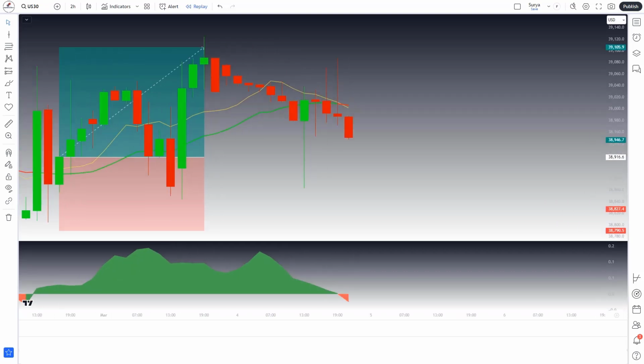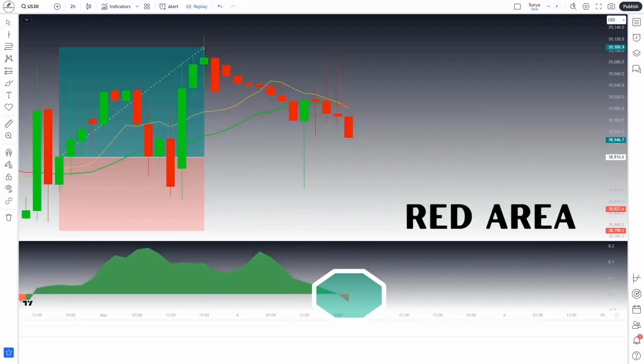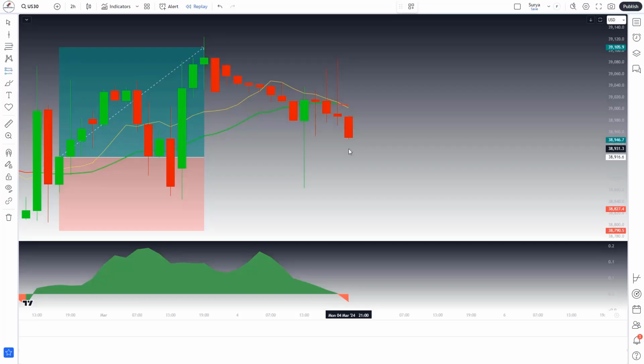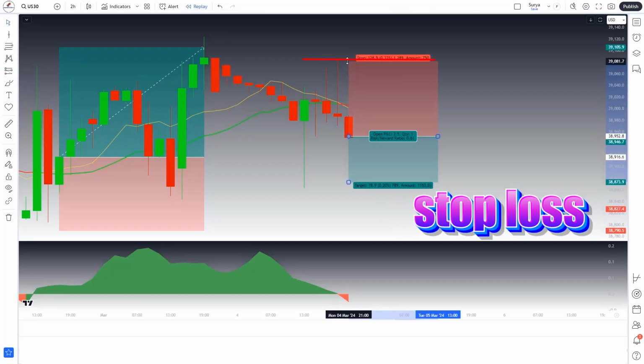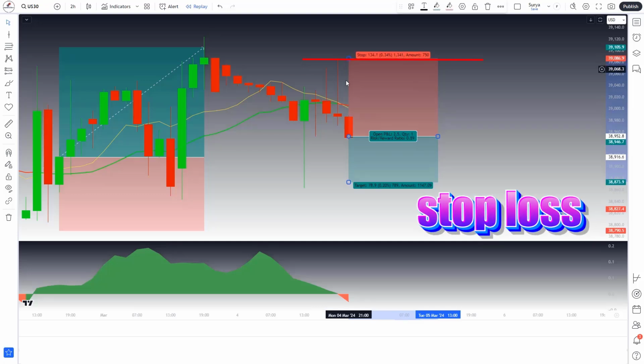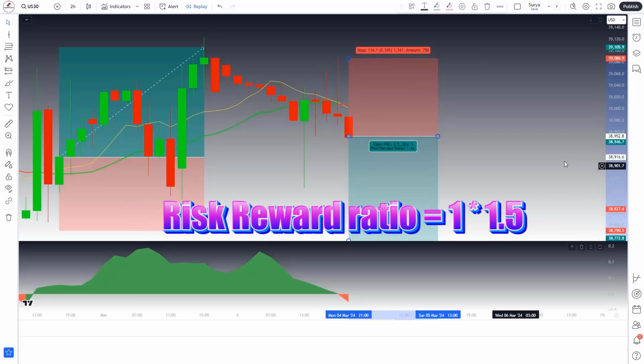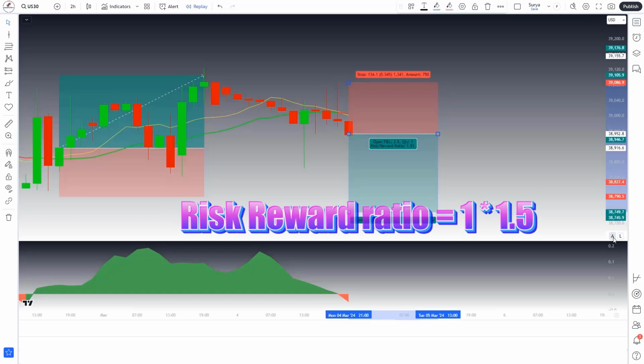When both the lines of the Setup 123 Scalper Indicator cross each other, and the plot line becomes red, and the market forms a bearish candle, and when the Elliott wave oscillator indicator forms a red area, if this condition is met, then we will take a sell order. Our stop loss is to be placed at the previous high of the market, and the risk to reward ratio will be 1 to 1.5.